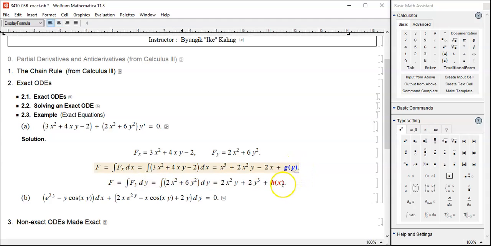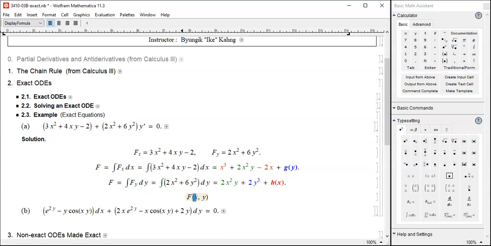So we have two expressions. And then let's compare and check. This one is common. Okay, how about 2y cubed? That's got to be the function of y alone, the g of y. Now how about these, x cubed and then minus 2x? Those must be this h of x, the function of x alone. Alright, so we are ready.